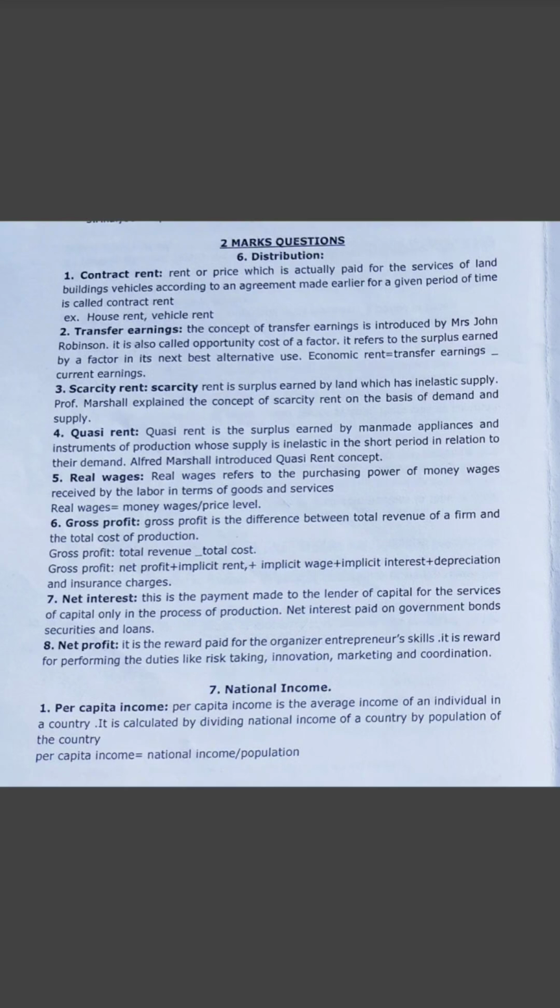Second, transfer of earnings. The concept of transfer of earnings was introduced by Joan Robinson. It is also called opportunity cost of a factor. It refers to the surplus earned by a factor in its next best alternative. Economic rent is equal to transfer earnings minus current earnings. That is a formula.